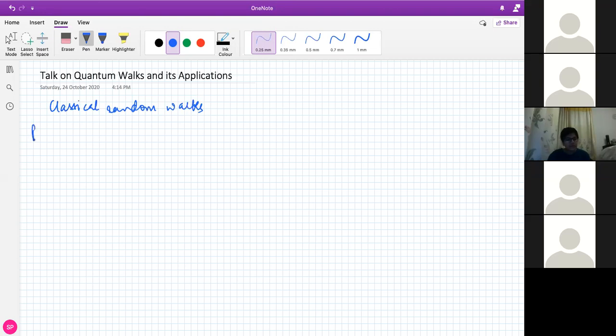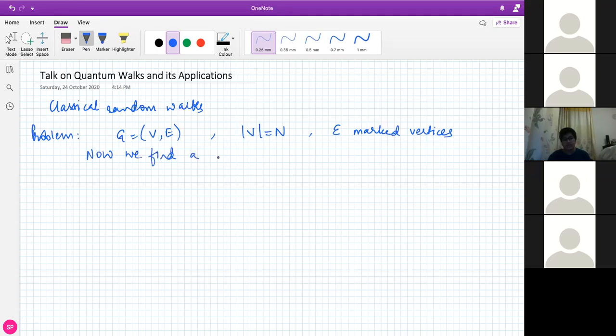So, what is the problem? We have, say, a graph of n vertices, and we are told that an epsilon fraction of these vertices are marked. Now we need to find a marked vertex.